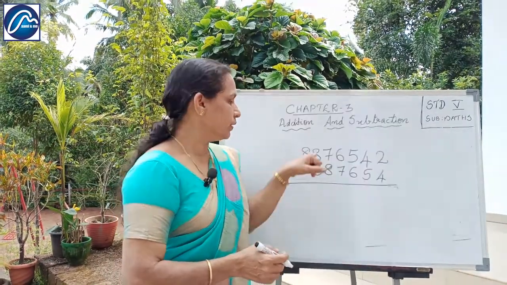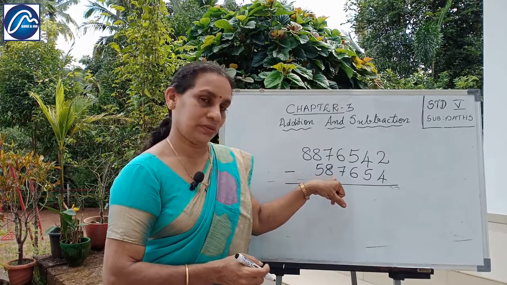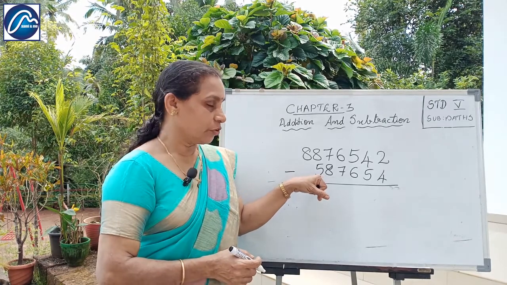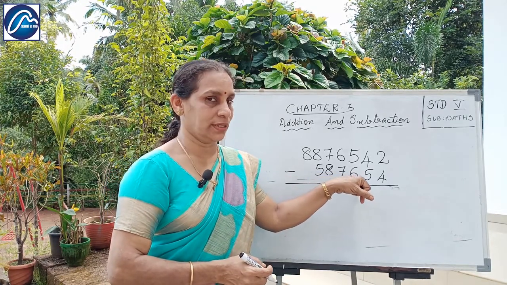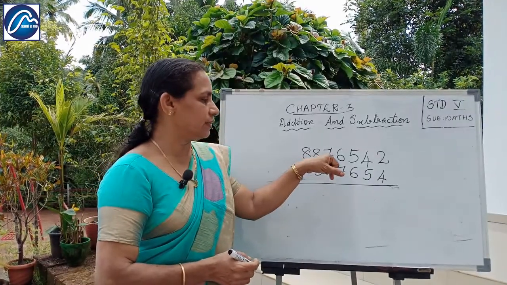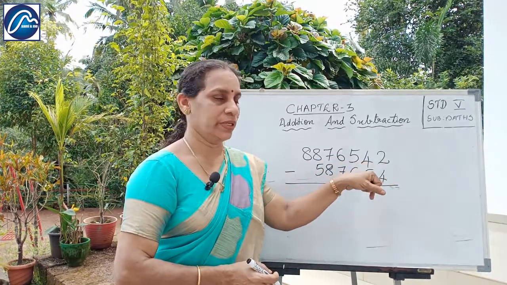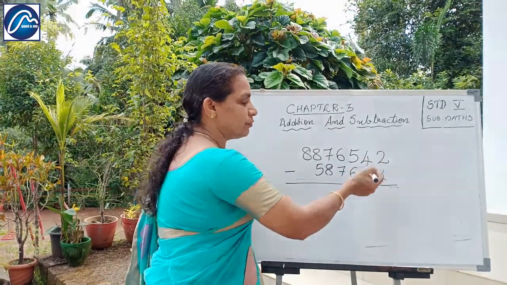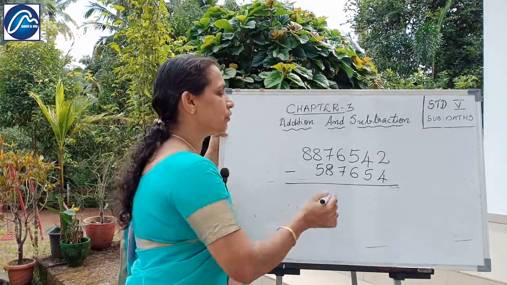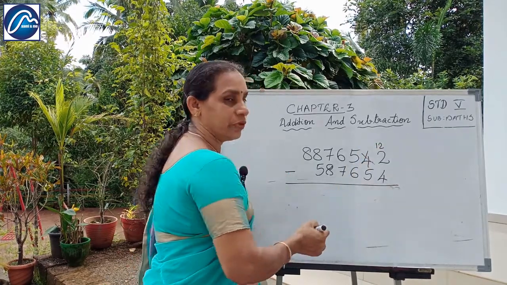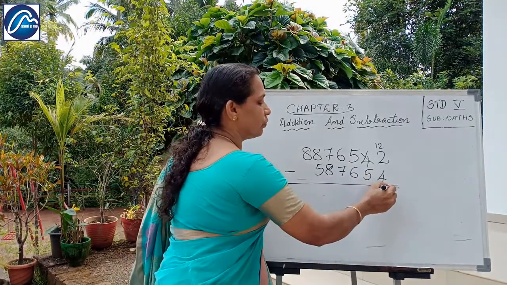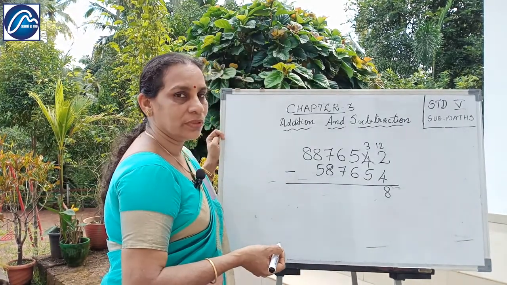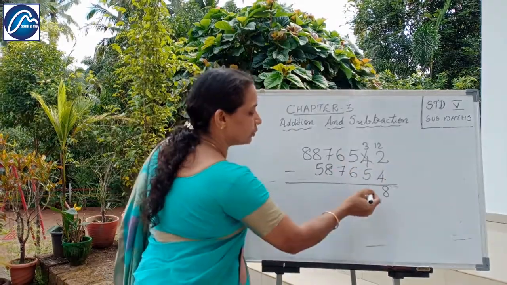Okay, you are subtracting this number. That means 5,87,654 and 88,76,542. These are the two numbers and you are subtracting. How to subtract? 2 minus 4 is not possible, so we borrow 1 from here, and 12 minus 4 is 8. And it is 3. Okay, 3 minus 5. Some people do 5 minus 3 and write 2.